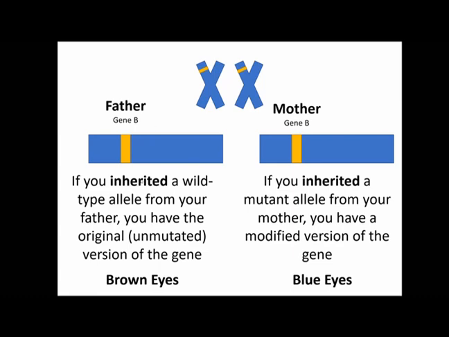So okay, if you get the gene that says brown eyes from your father, and you got a gene that says blue eyes from your mother, what do we actually see in a person? What do we observe in your appearance?